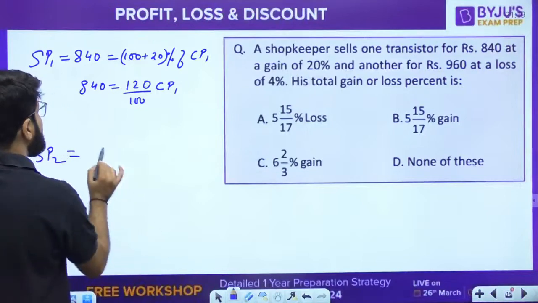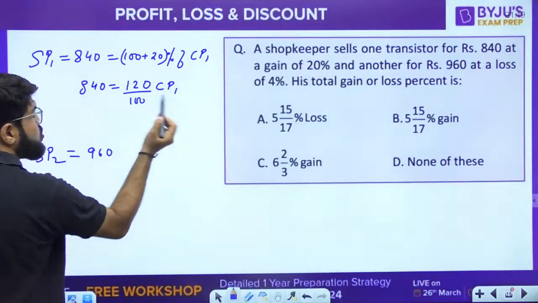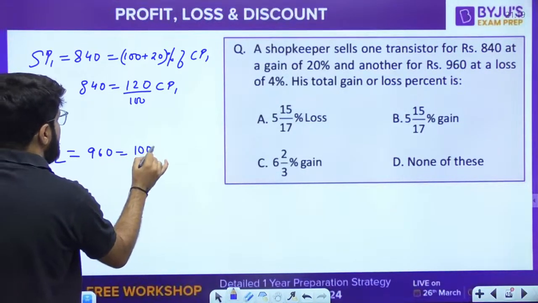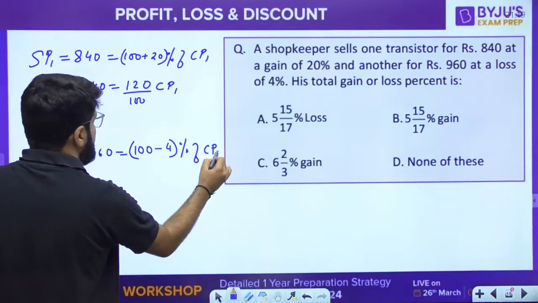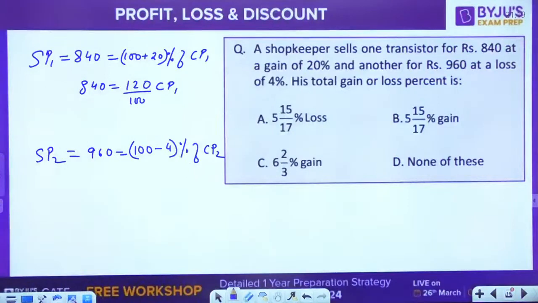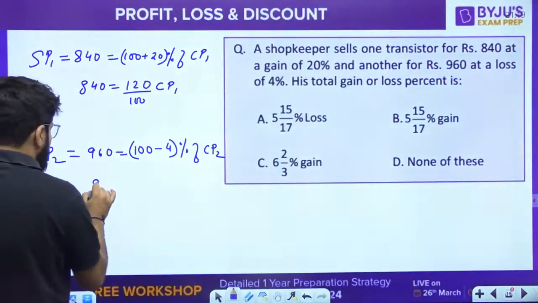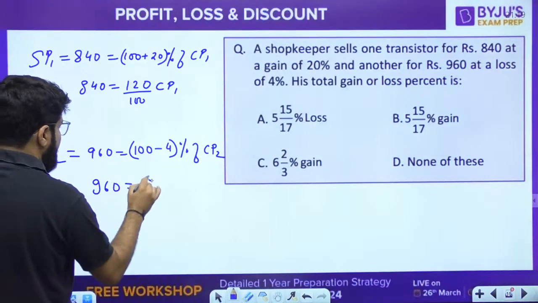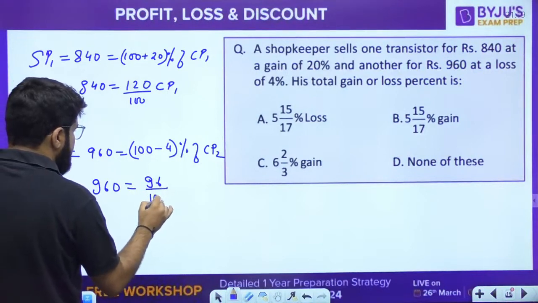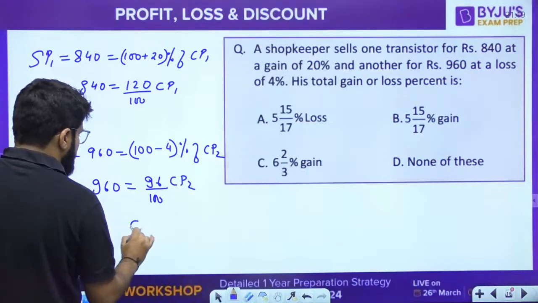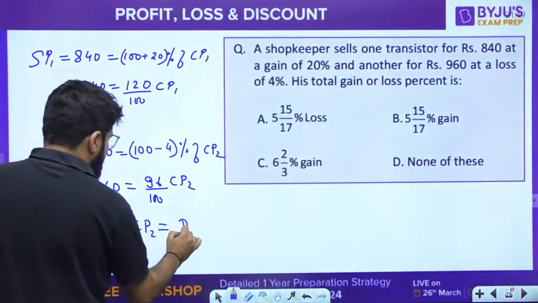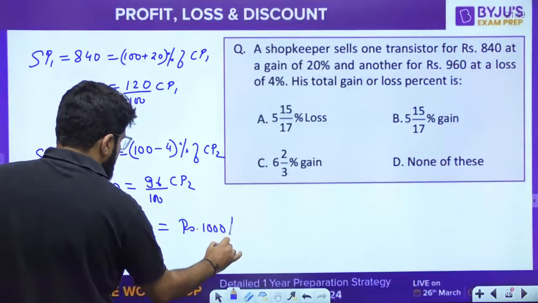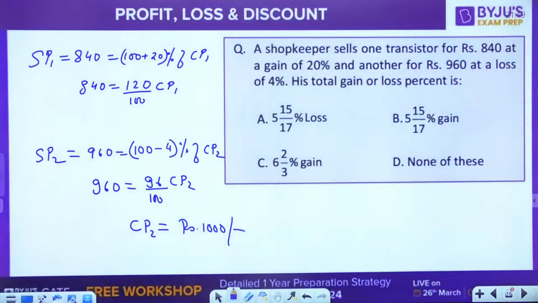Second, he has sold at 960, but that is at a loss of 4%, and loss means 100 minus L percentage, 100 minus 4% of the cost price of the second transistor. Okay, so 960 is equal to 96%, that is 96 upon 100 into CP2. So what is the value of CP2? This is simple. How much is CP2? Rupees 1000. CP2 is 1000, but what is the CP1?